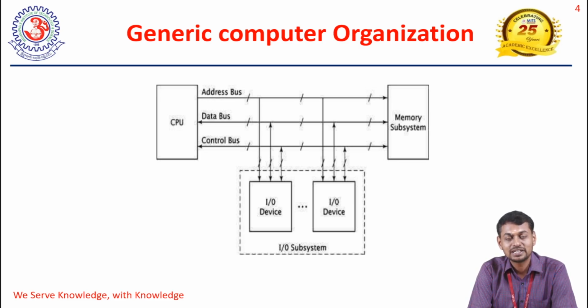Whatever data is required by the processor, the request can be given in the form of the address and it can be taken from the memory. After all the operations are done, it can be stored back inside the memory. So this is the role of the data bus.